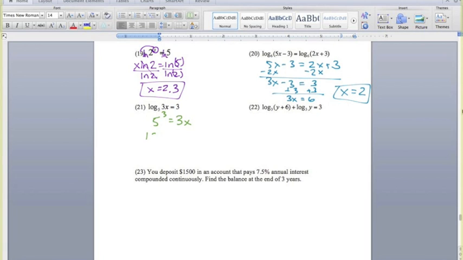5 to the third is 125. And divide both sides by 3, and that doesn't divide in nicely, so I would just leave it right there.